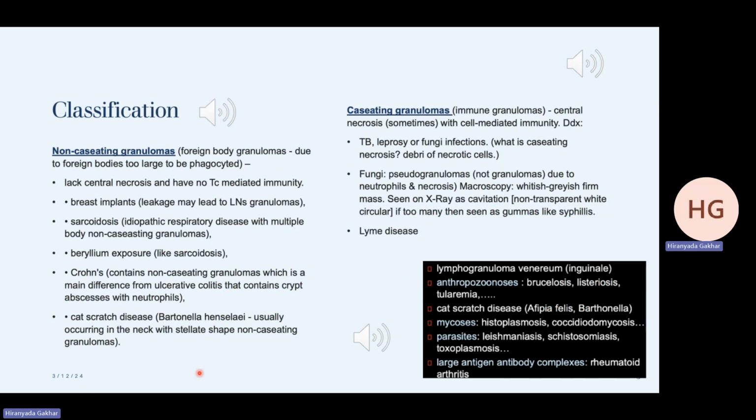Right. So moving on with the topic of granulomatous inflammation. Granulomatous inflammation is divided into two subtypes. We have one that is related with the non-caseating granulomas and the one that is related with the caseating granulomas. Now, non-caseating granulomas are also called foreign body granulomas and are due to foreign bodies, as we saw in the silicosis example, that are too large to be phagocytized. Now, one thing to remember is that these particular granulomas will not have any kind of central necrosis and will also not have a T cell mediated immunity. So again, no central necrosis and no T cell mediated immunity.